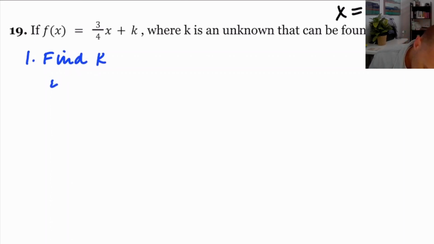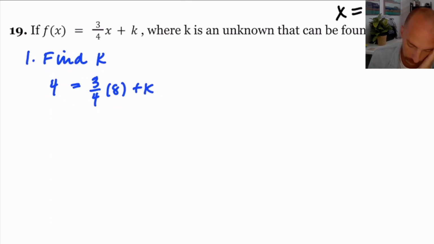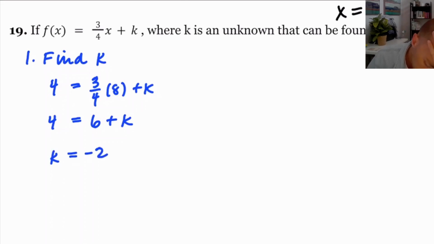So f of 8 equals 4. So I plug in 4 for f and 8 for x. And 3/4 of 8, you could do 3 times 8 is 24 over 4, or you could do 8 divided by 4 is 2, and then 2 times 3. Either way you get 6. So 4 is 6 plus k, and that feels like k equaling negative 2 to me.